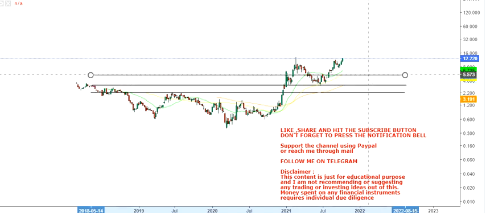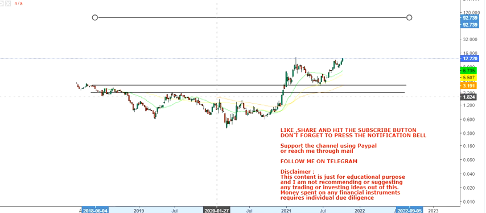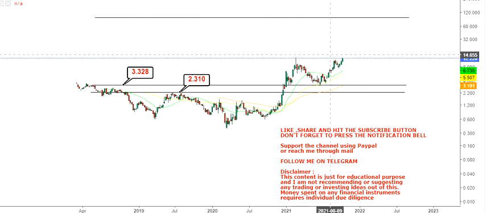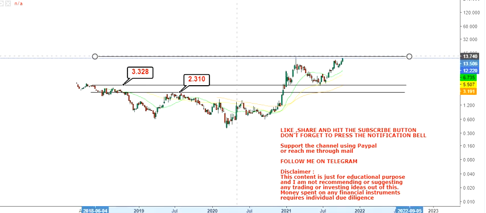So for example, just look at these two lines dividing this stock into two parts. You have a gap between 2.3 and 3.3, and beyond 3.3 you have another trend, and below 2.3 you have another trend. Now our focus is on beyond 3.3 for the time being. So what we have here are two specific levels.